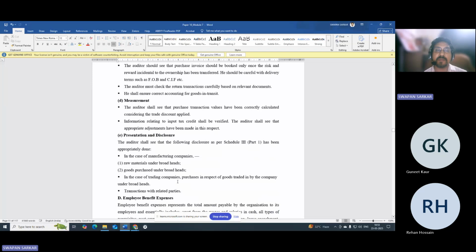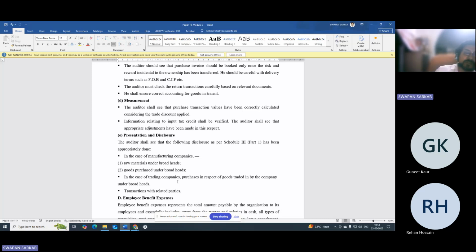Then, measurement. The auditor shall see the purchase transaction values have been correctly calculated considering the trade discount applied. Information relating to income tax credits shall be verified. The auditor shall see that appropriate adjustments have been made in this respect.